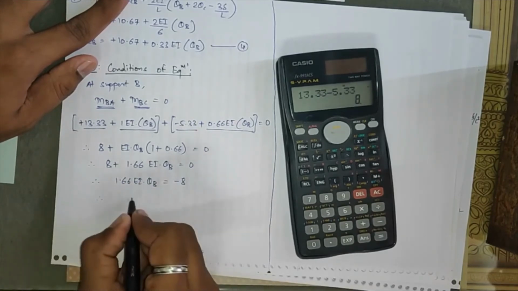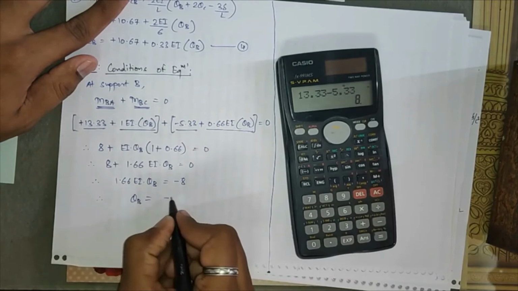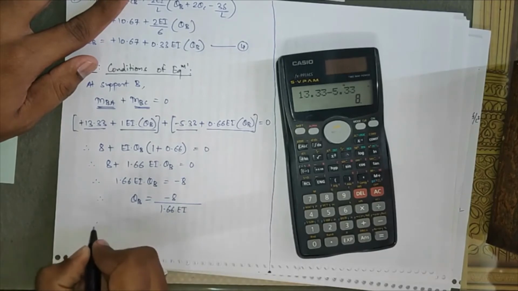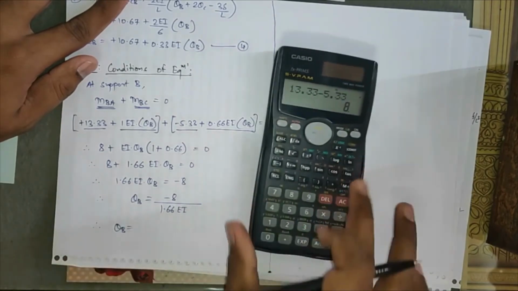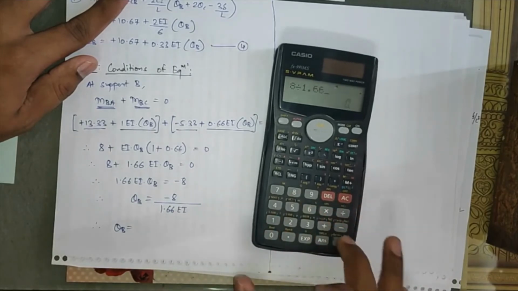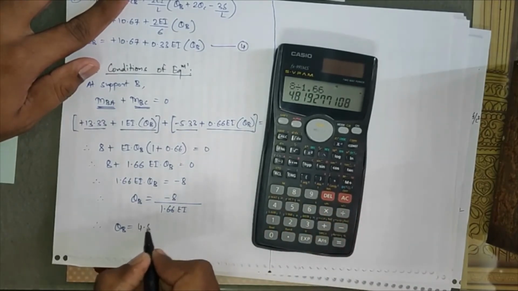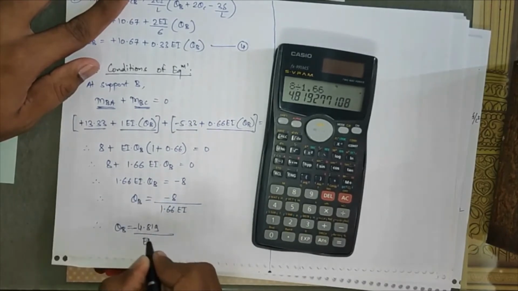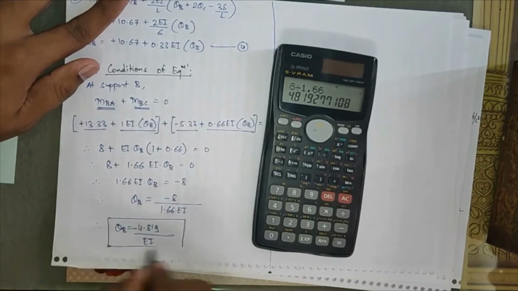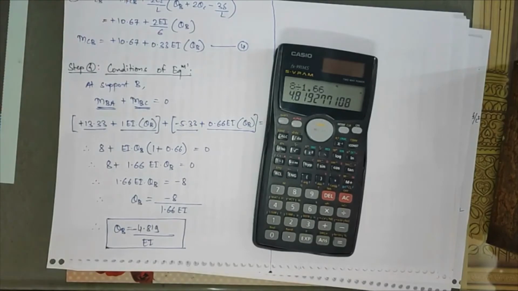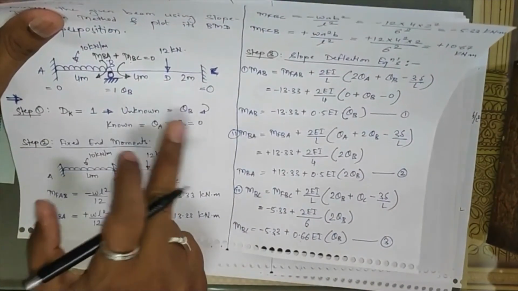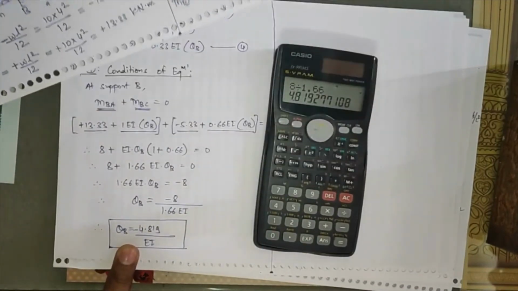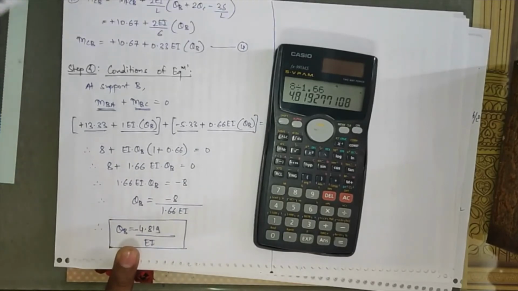What I have to do is calculate the basic unknown value, that is theta B. So how much will this theta B come? Minus 8 divided by 1.66 EI. We'll solve this. Theta B is equal to 8 divided by 1.66, so I'm getting this as negative 4.819 divided by EI. The basic aim was to calculate the value of the unknown, and the unknown was my theta B. Now I have that value, 4.819, which is now your known value.